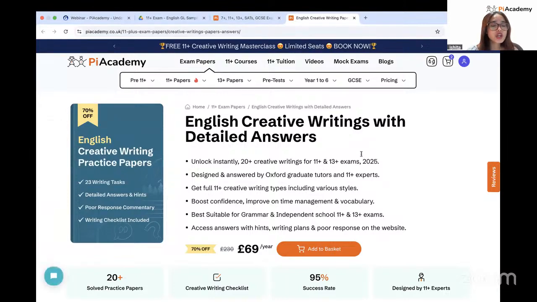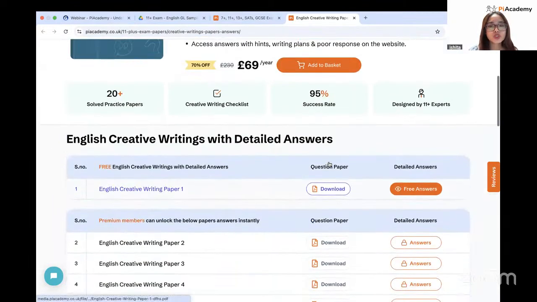So there's a wide array of writing tasks. There's more than 20 creative writing tasks, which are really suitable for both grammar and independent schools. Again, designed by our Oxbridge tutors. And now I will just give you a little example of how one looks.